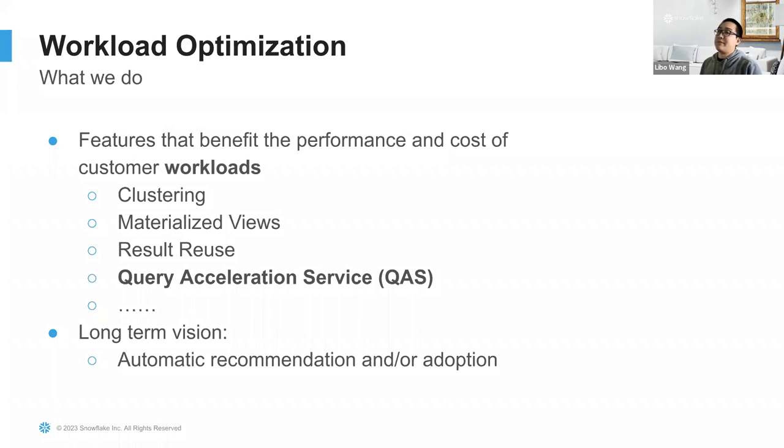And we also own features like result reuse, which is currently just caching the result and using exact match to get them. And the latest feature I'm going to talk about today is our query acceleration service. So more details to come. Some of these features kick in automatically, like result reuse, and query acceleration service if the customer opts in. But some other features like clustering and materialized views today have to be set up by customers. The customer has to set up clustering keys on the table. They have to manually create materialized views.